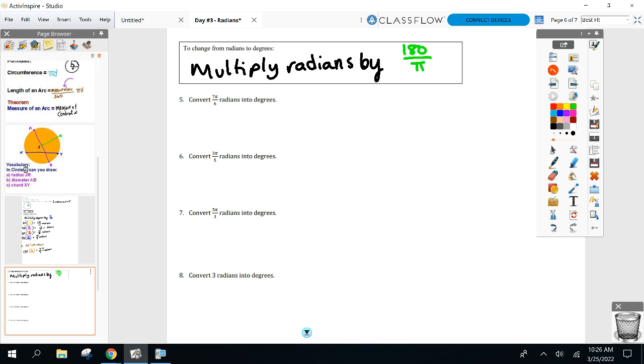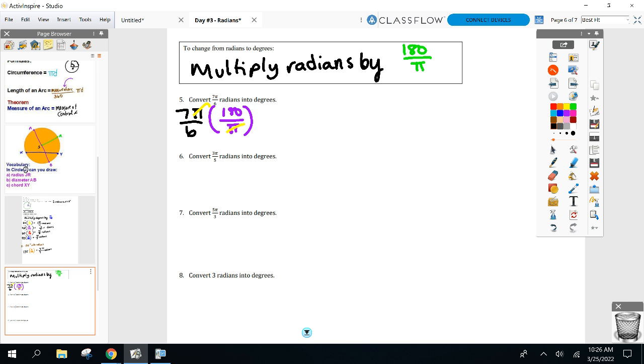All right, let's do this. So if I have 7 pi over 6 radians, how many degrees is that? 7 pi over 6 times 180 over pi. Hey, let me just go back to your algebra days. Do you see what you have in the top and on the bottom? What's the same that's on the top and on the bottom? So those will cancel out.